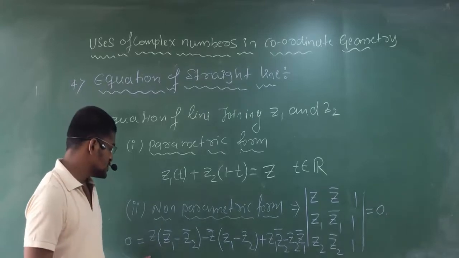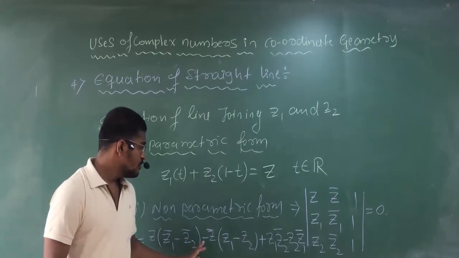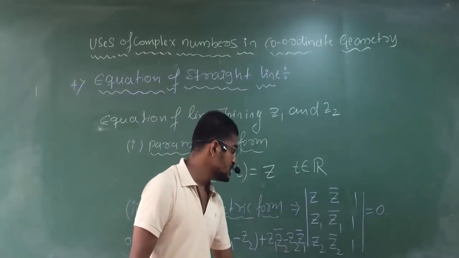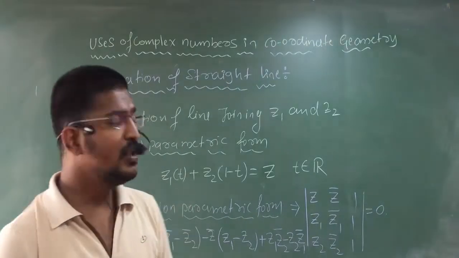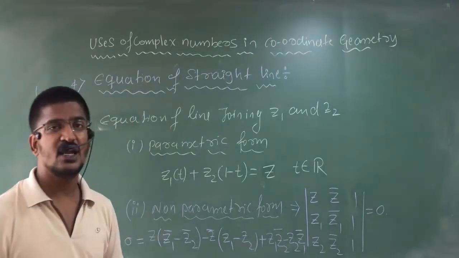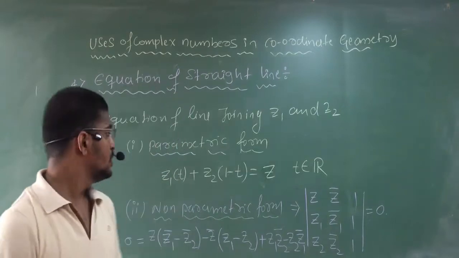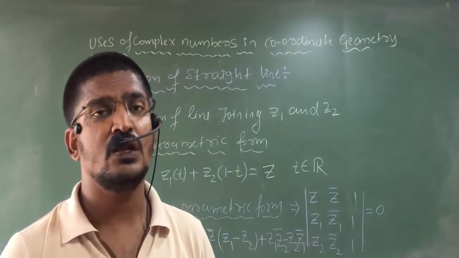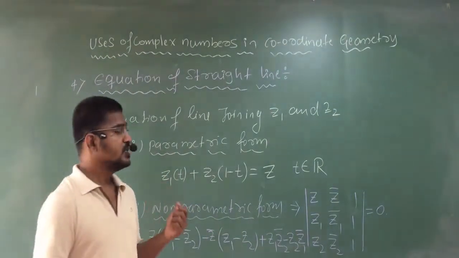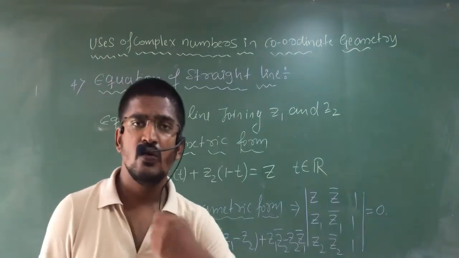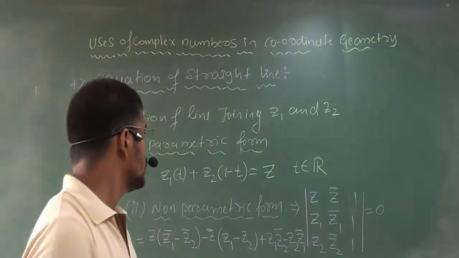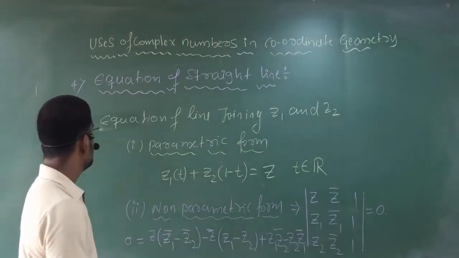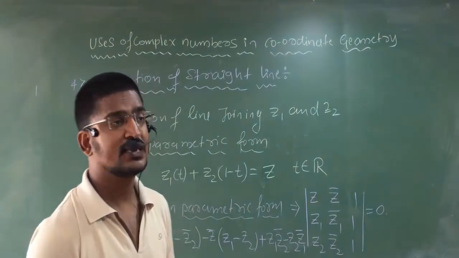Clear, students? So Z into (Z1 bar minus Z2 bar) minus Z bar into (Z1 minus Z2) plus (Z1 into Z2 bar minus Z2 into Z1 bar) will be the equation of a straight line in the complex plane where Z1 and Z2 are present. So that determinant must be equal to 0 for the non-parametric form. Then, for coplanarity, I will discuss here.